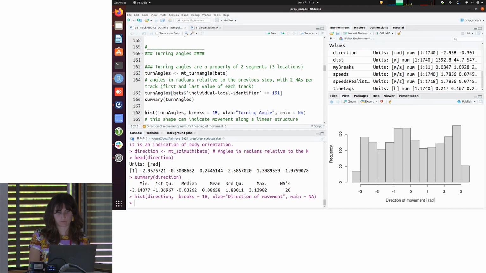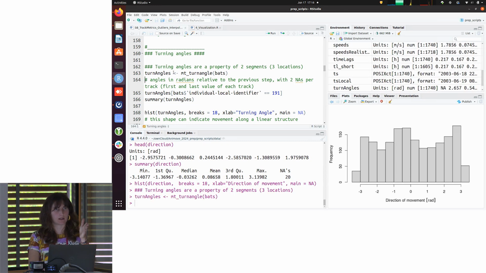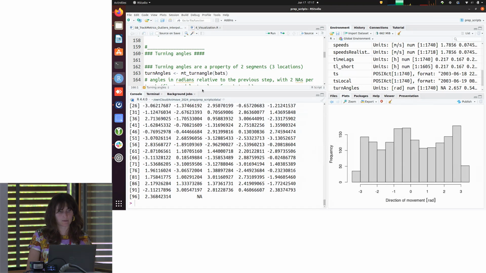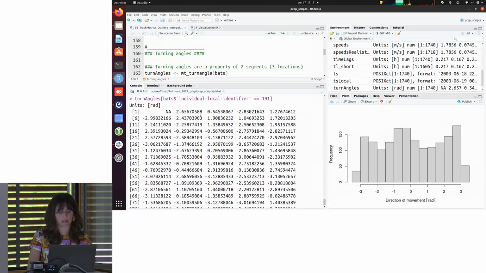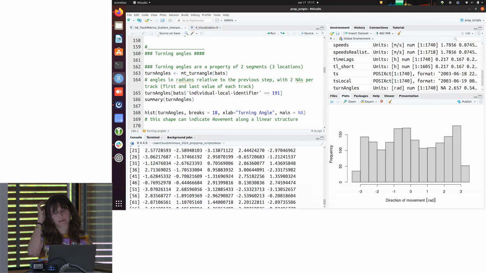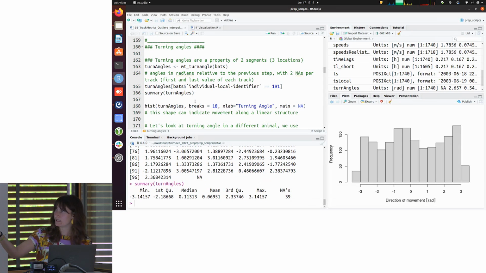So, turning angles. As a repetition, the turning angle is the angle of one segment relative to the previous one. So it's a measure of persistence in movement direction. In this case, we're just going to pick one bat as an example, bat number 191. As I mentioned earlier, the turning angle is a property of two segments, so at the very beginning and at the very end, you will have an NA. So you will always have two observations less than the number of observations in a track. Also, the turning angle is in radians between minus pi and pi.